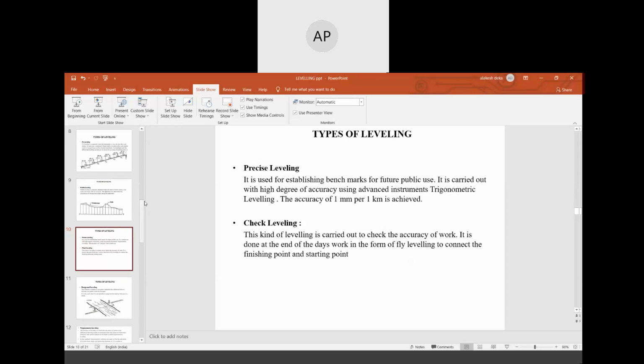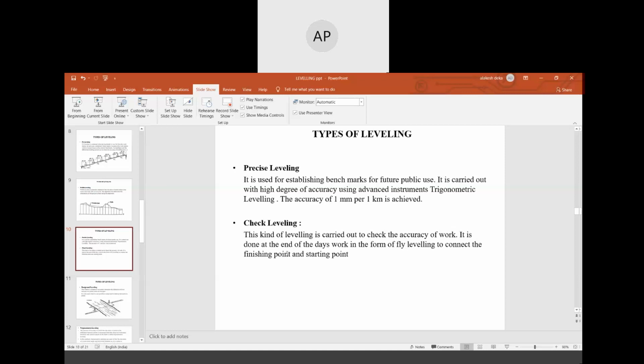Next is your precise leveling and check leveling. So what is precise leveling? That is done to find out the benchmark for future public use. It is carried out with a high degree of accuracy using advanced instruments. The accuracy of 1 mm per 1 kilometer is achieved in precise leveling.